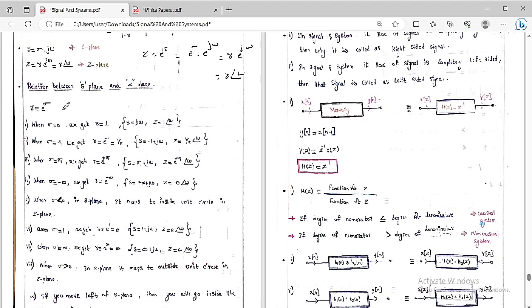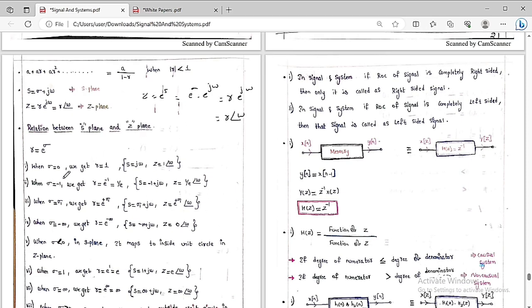Now the next concept is the relation between the S plane and the Z plane, that is, mapping the S plane to the Z plane. How to map? These things we are going to discuss. As I have already told you, R is nothing but e to the power of sigma.